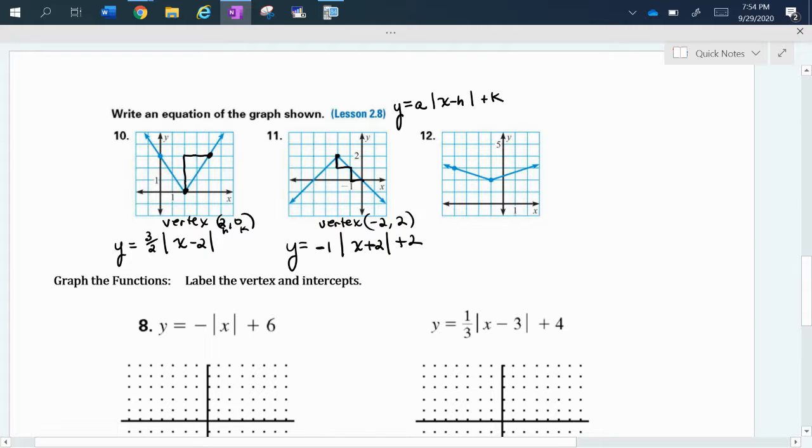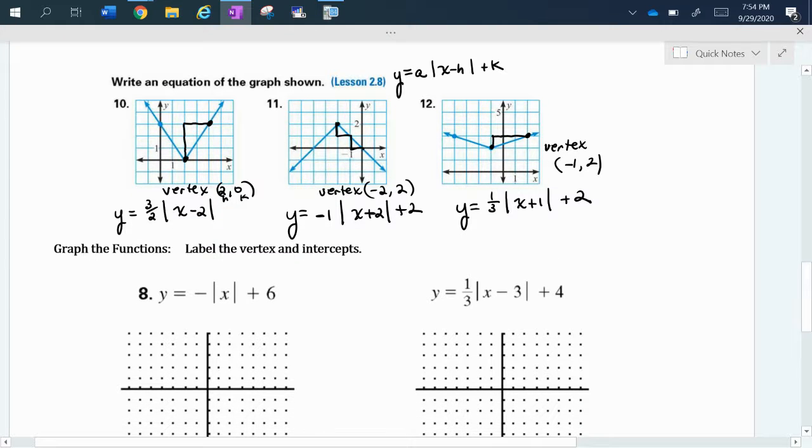And then one more. These aren't too bad. So I'm going to state the vertex. My vertex is at negative 1, 2. And for my a, since my V opens up, I know that my a is positive, and I'm going to go up 1 and to the right 3. So I know my a is positive 1/3. So I'm going to say y is equal to 1/3 times the absolute value of x plus 1 plus 2. Now notice, since my coordinate is negative, inside my absolute value sign, I have an x plus.